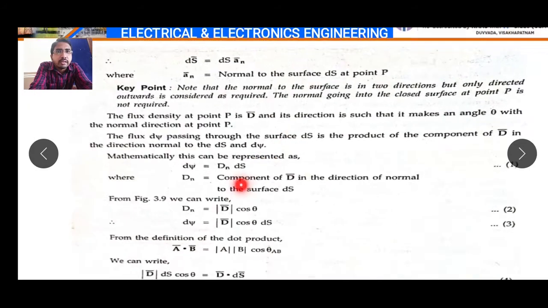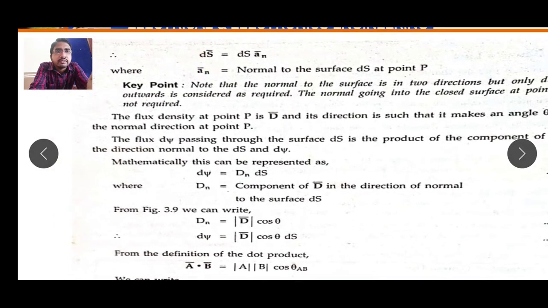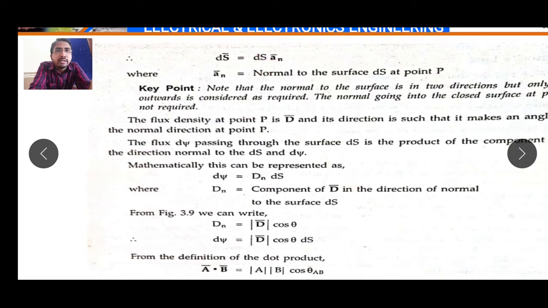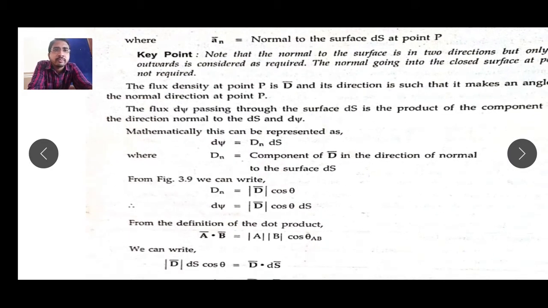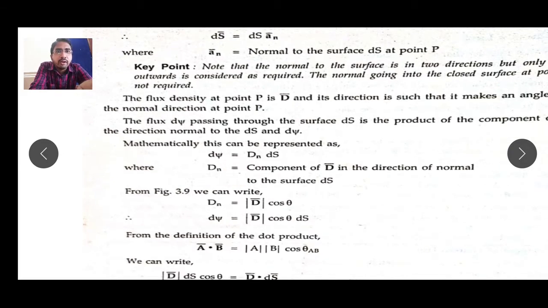So the differential surface dS is equal to its magnitude dS into the unit vector that is perpendicular, a_n bar. Like that we can represent it. Next, we already know that D is equal to psi by S. The electric flux passing through unit surface area is called electric flux density. So from that, psi is equal to D into S.